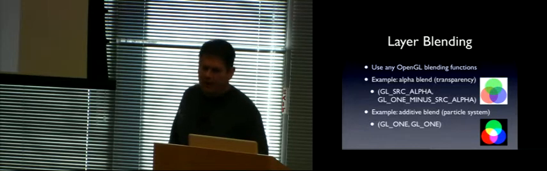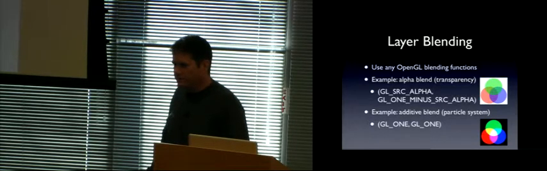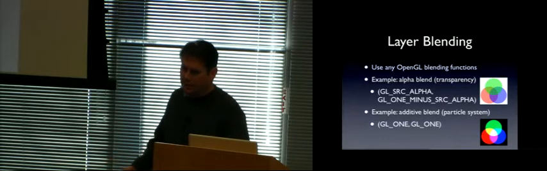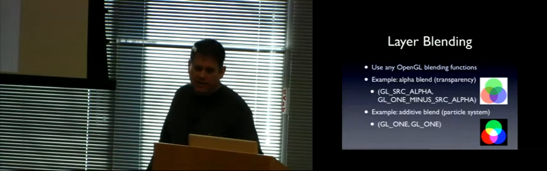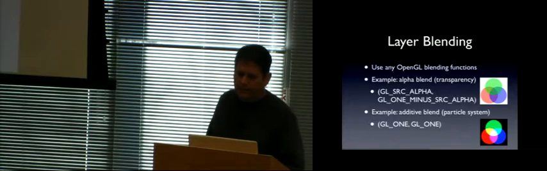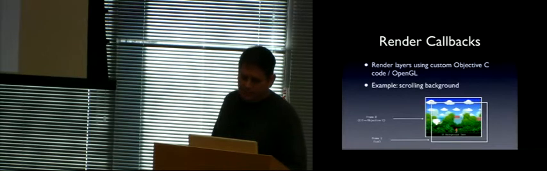A common example would be additive blending, which is really common with particle systems, where rather than having colors mixed together, colors get added together. So as particles layer on top of each other, things get brighter and brighter. So if you have explosions, you have a nice bright spot where all the particles are on top of each other. So basically, any OpenGL blending function is available to Gemini, and that's one of the things that layers buy you.